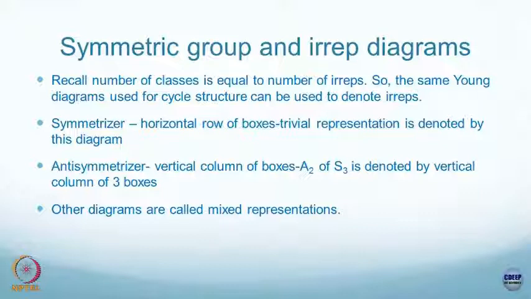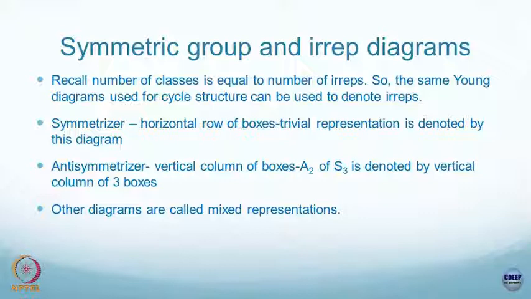So, recall the number of classes is the number of irreps. The same Young diagrams which we use for the cycle structure can be used for symmetric groups to denote irreps. Symmetrizer is a horizontal row of boxes. There is only a trivial representation, that will also be the unit representation.